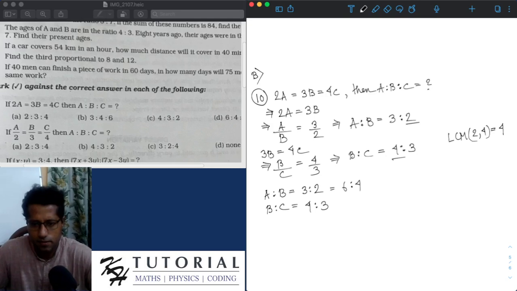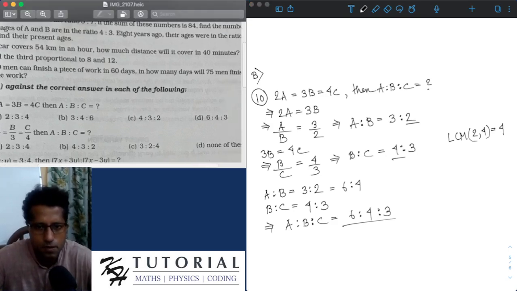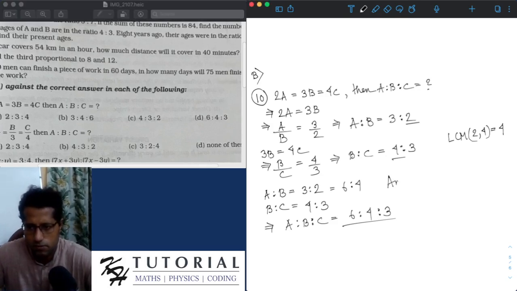Now we can say that when A is to B equals 6 is to 4 and B is to C equals 4 is to 3, this implies that A is to B is to C equals 6 is to 4 is to 3. So this is the answer, and the correct choice is D. Okay.